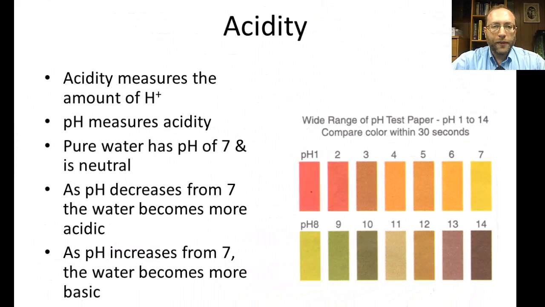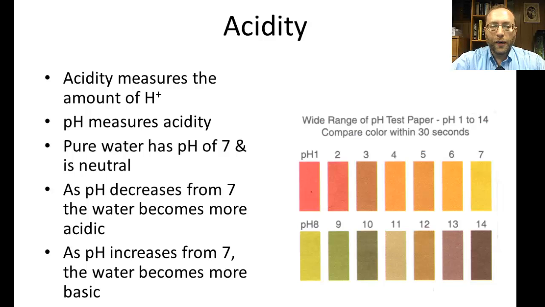And acidity is something that's important in environmental science too. Acidity measures the amount of the hydrogen ion in water usually. pH is what measures acidity. Pure water has a pH of 7, and that's neutral. As the pH goes down from 7, as far as 1, the acidity increases.